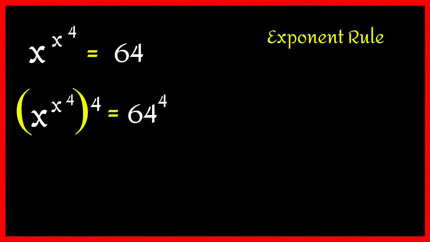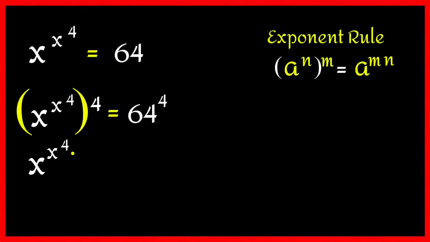Next, recall the exponent rule. a raised to the power of m, all raised to the power of n, is equal to a raised to the power of m multiplied by n. This can also be written as a quantity a raised to the power of n, all raised to the power of m. Applying this rule to the left-hand side, the exponent x raised to the power of 4 is multiplied by 4. So, the left-hand side becomes x raised to the power of x raised to the power of 4 multiplied by 4. The right-hand side remains 64 raised to the fourth power.